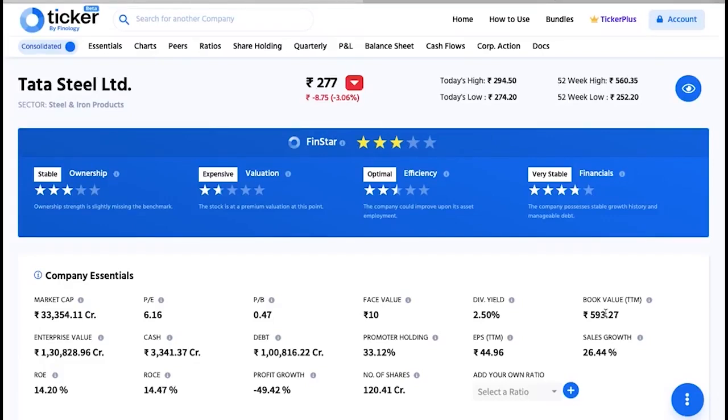This is the PB ratio. In this, the price of 277 rupees is divided by the book value of 593 rupees, which comes out to be 0.47. Now we will think that for a share price of only 277 rupees, we are getting assets worth 593 rupees. It's very attractive in terms of valuation, but we have to keep in mind some points.